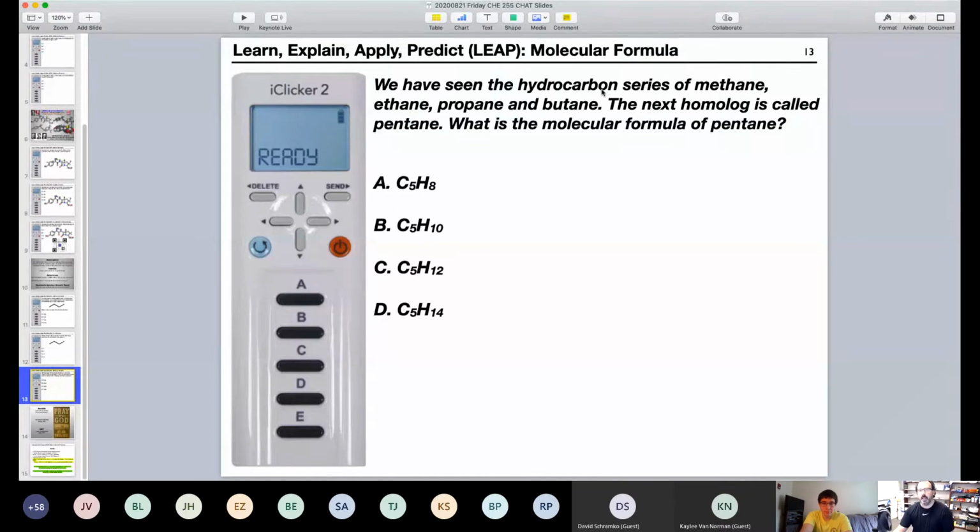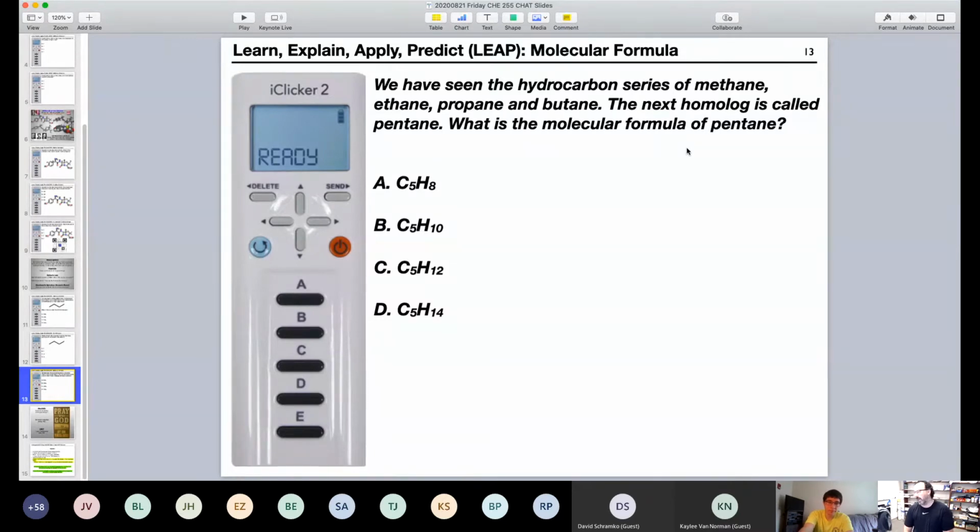So we've seen the hydrocarbon series methane, ethane, propane, butane. The next homologue in the series is called pentane. What's the molecular formula of pentane? So I see a lot of C answers, and that is the correct answer.